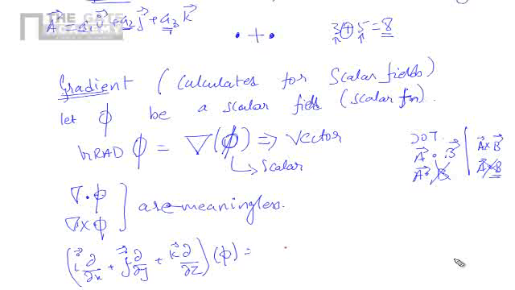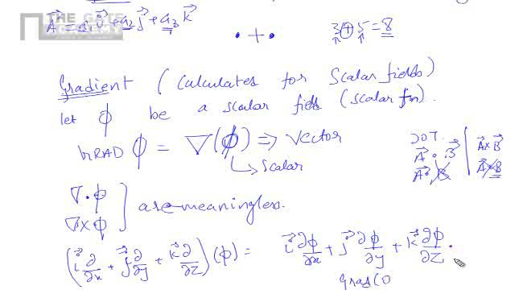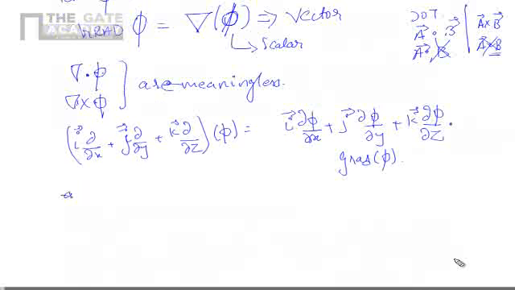It's nothing but i vector times ∂φ/∂x plus j vector times ∂φ/∂y plus k vector times ∂φ/∂z. This is what is called grad φ, or gradient of φ. Now what is the meaning of that? Now I have understood del, but what is the meaning? Ultimately, why am I doing it?